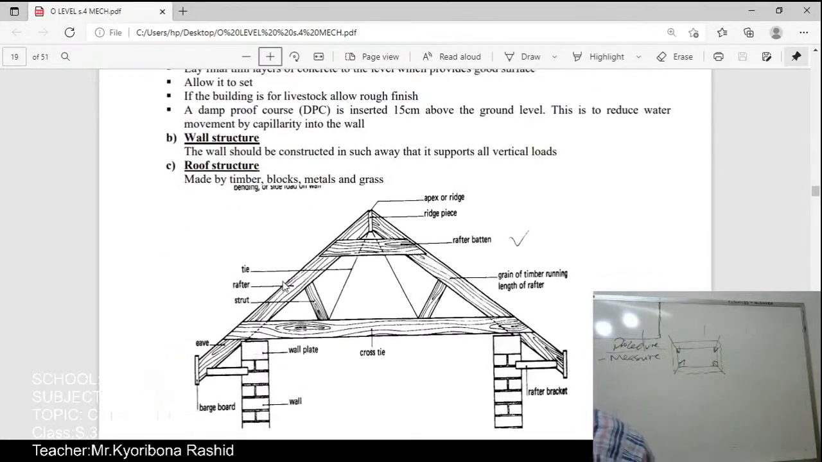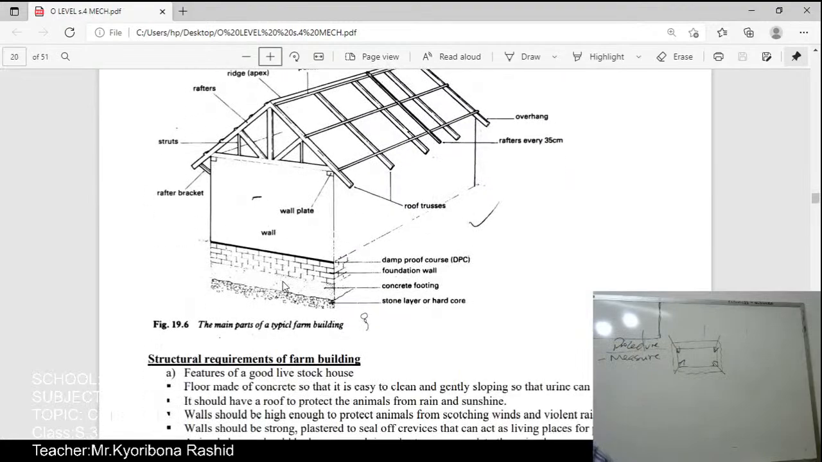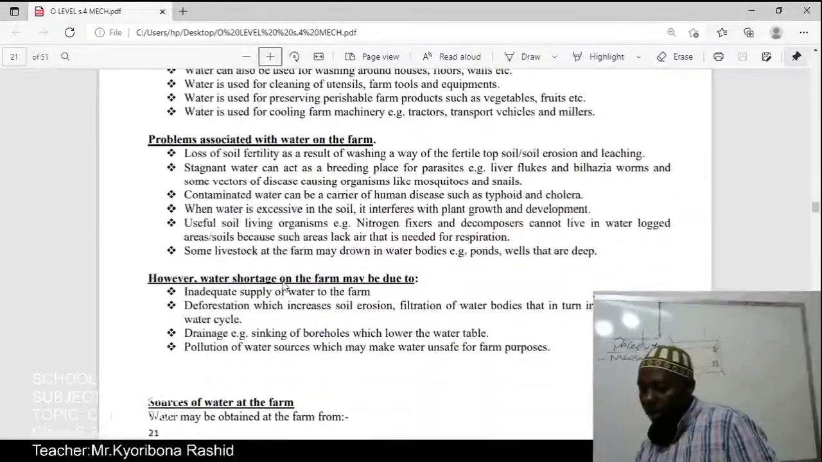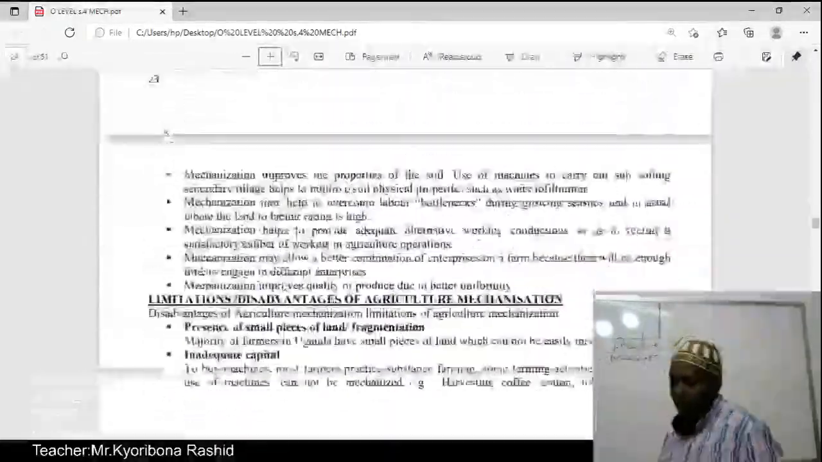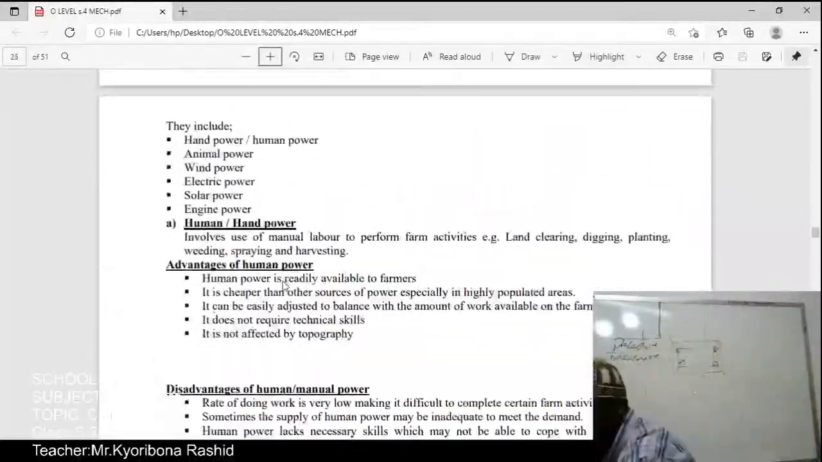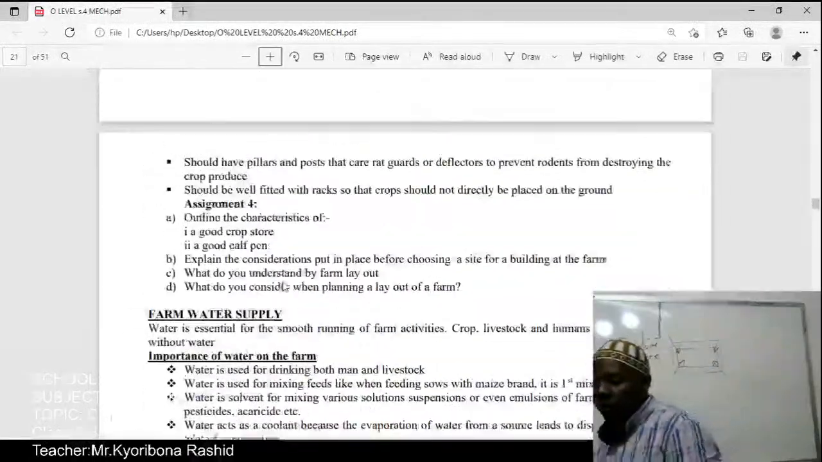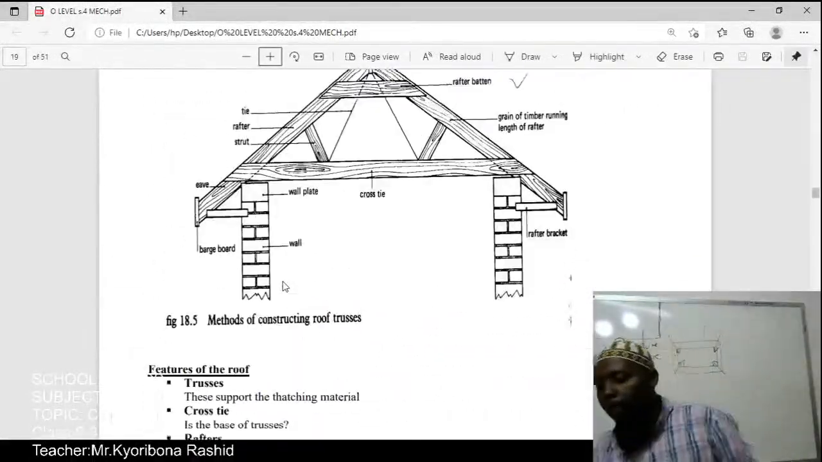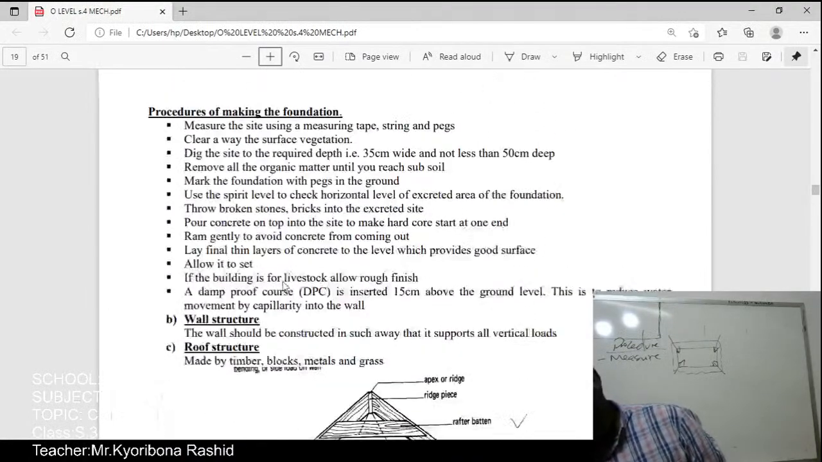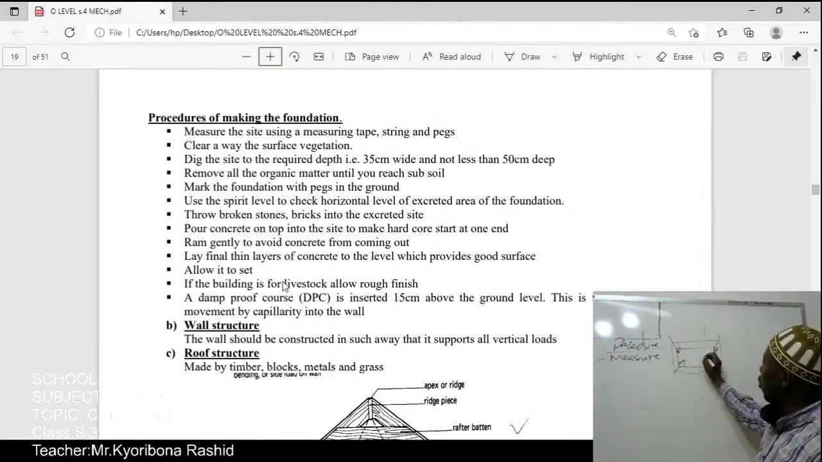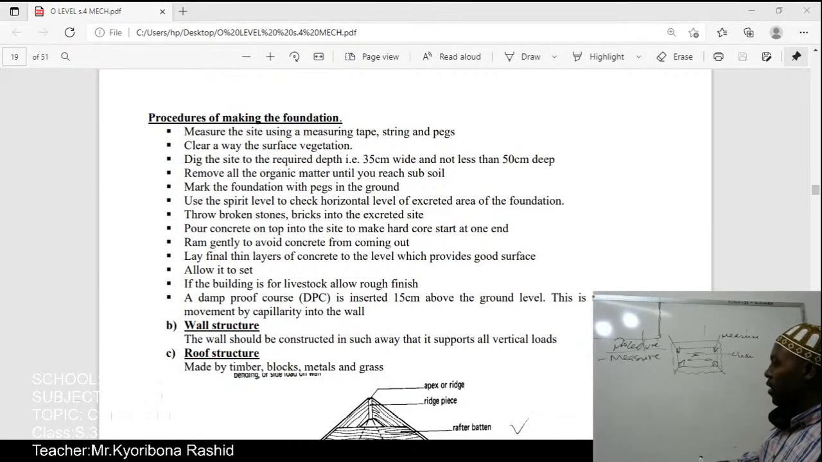Procedure of making a foundation. We're saying we measure. After measuring, then of course, this is where we're going to make it. We clear. So clear here. Remember, you have measured, and then these are pegs.